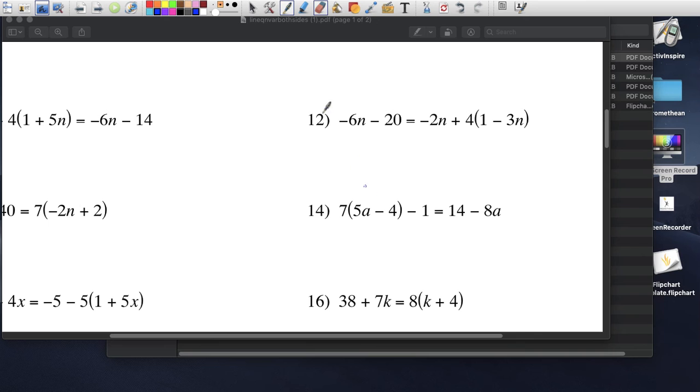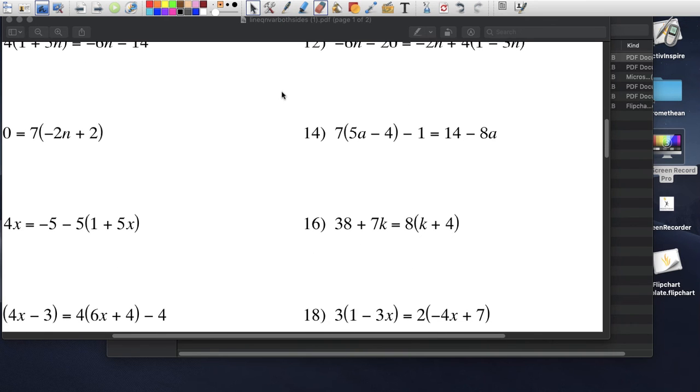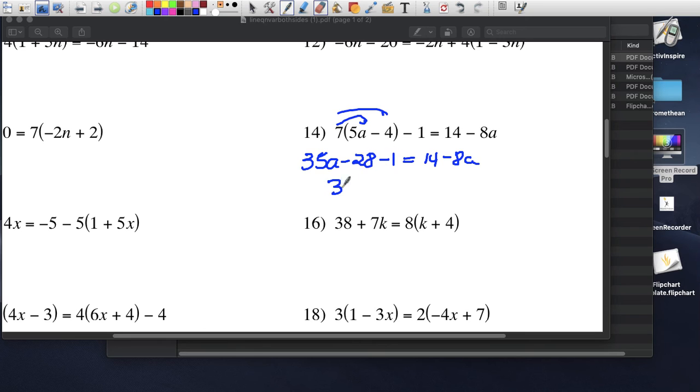14, distributive property. We're going to go 35a minus 28 minus 1 equals 14 minus 8a. Right? Distributive property first. Combine like terms. On this side, I can combine negative, so 35a minus 28 minus 1 is going to give me minus 29 equals 14 minus 8a.